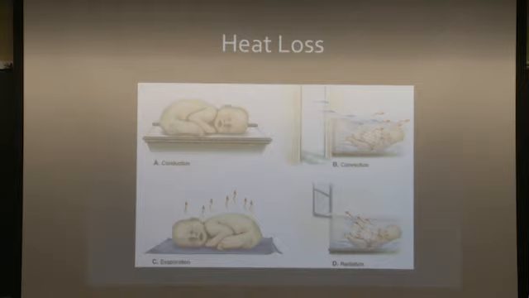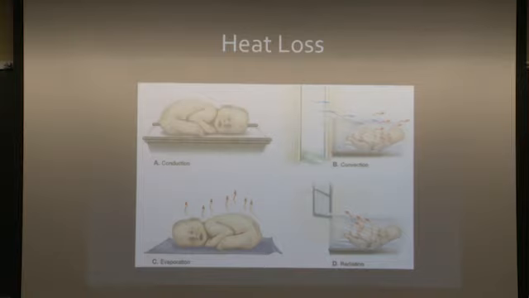The second method, B, is convection, and that's the flow of heat from the body into the air. If a fan blows on you, that's convection. C is evaporation, and that's loss of heat from the body when liquid is converted to a vapor. So when you walk out of a nice hot shower into the air, you get cold because the moisture on your skin is evaporating.